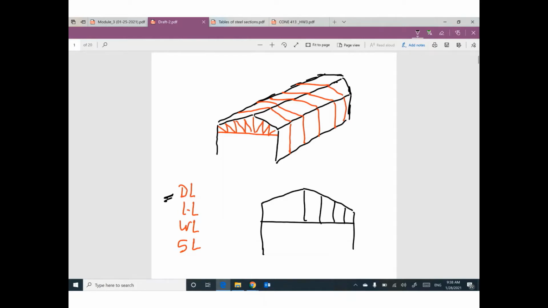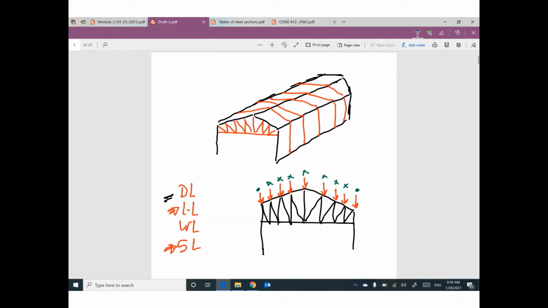Just to remind you, because there were a few mistakes in the homework, please go back to the graded homework. You can find your mistake if you have any. The direction of dead load, live load, and snow load is vertically downward. Vertically downward. Most of the time, this value and this value are half of these values.